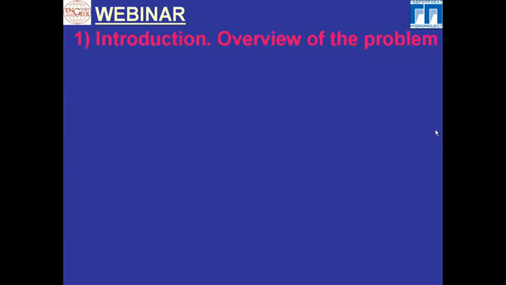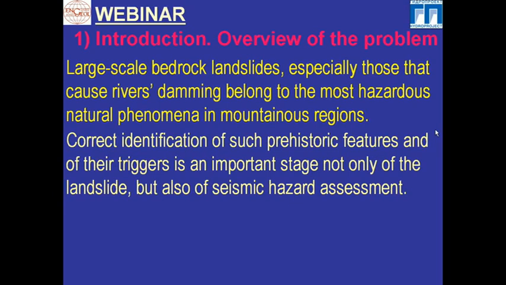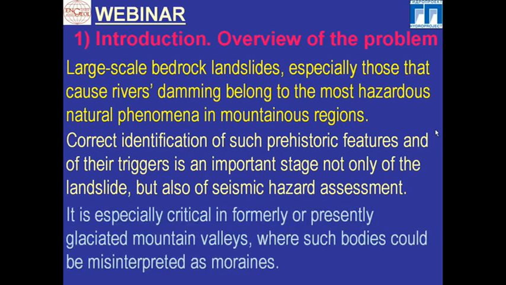Let's start from the introduction. Large-scale bedrock landslides, especially those that cause rivers damming, belong to the most hazardous natural phenomena in mountainous regions. Correct identification of such prehistoric features and of their triggers is an important stage not only of the landslide, but also of seismic hazard assessment. It is especially critical in formerly or presently glaciated mountain valleys, where such bodies could be misinterpreted as moraines.